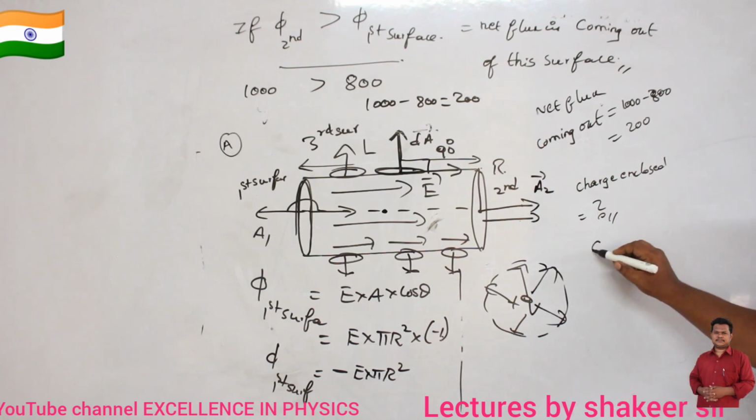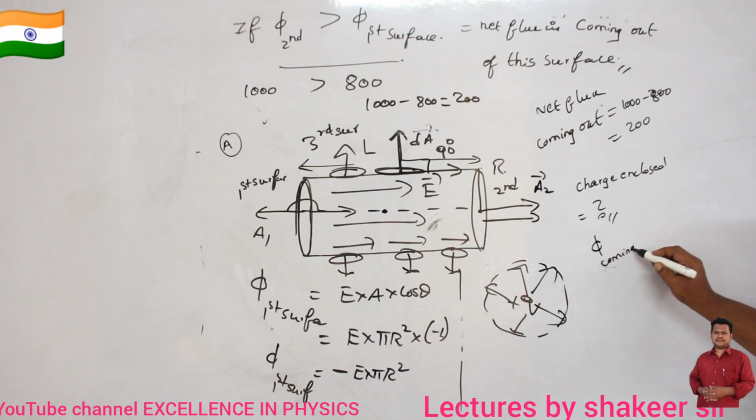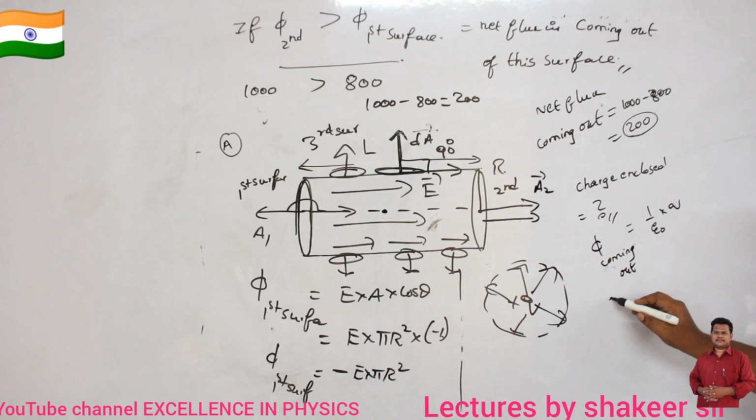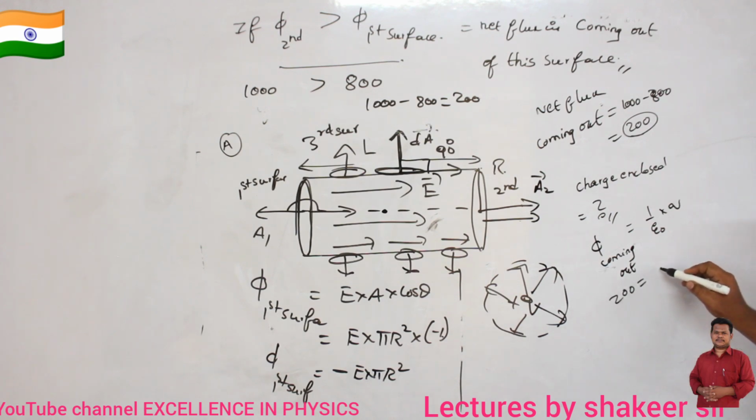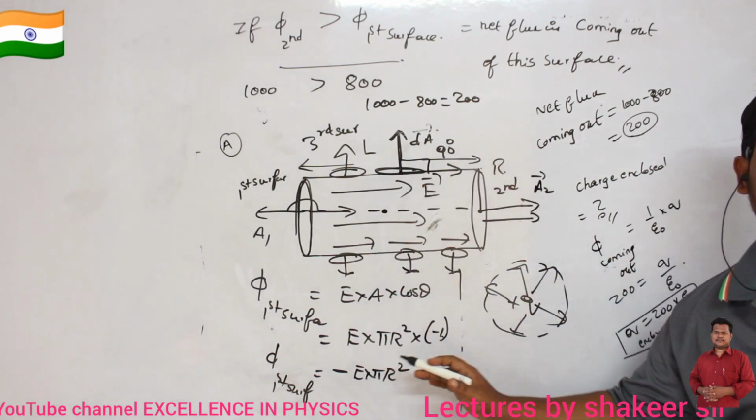Very simple, we have Gauss law, no? The flux coming out is 1 by epsilon naught times the charge enclosed. So how many flux lines are coming out? 200. So 200 equals Q divided by epsilon naught. Therefore Q equals 200 times epsilon naught. That's all. Are you able to understand what this Q is? Q is the charge enclosed by this cylinder.